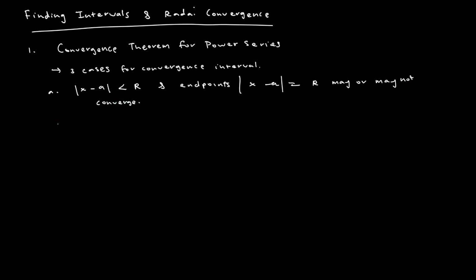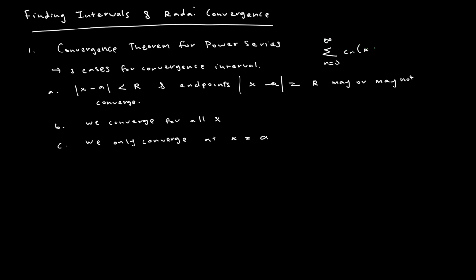The second case is we converge for all x, and the final case is we only converge at x is equal to a. And this a is for when we have a power series that looks like the sum from n equals 0 to infinity of some constant a_n times x minus a to the power of n. So it's a power series centered at a.